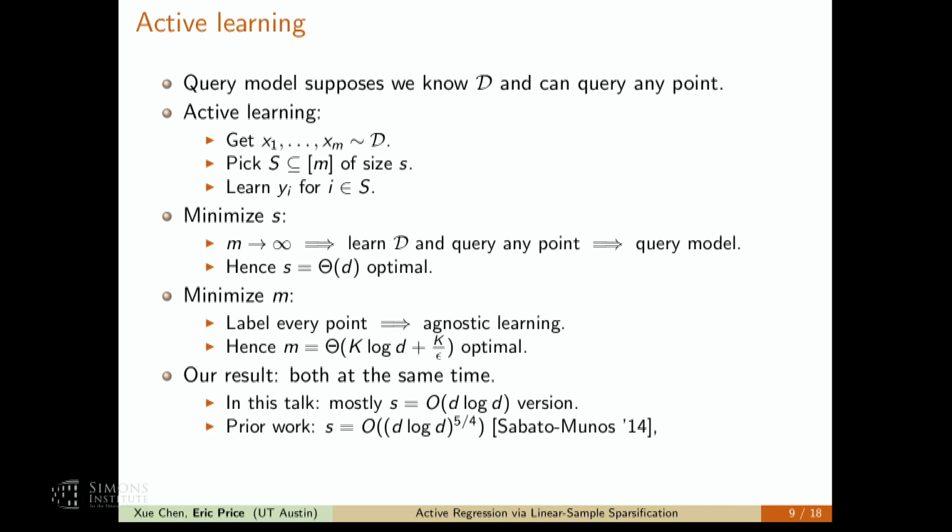And there has been prior work. There was a result of Sabato and Munos that got a d log d to the 5/4 bound. And then there was some concurrent work very recently that got an order d log d bound using not leverage score sampling, but volume sampling.